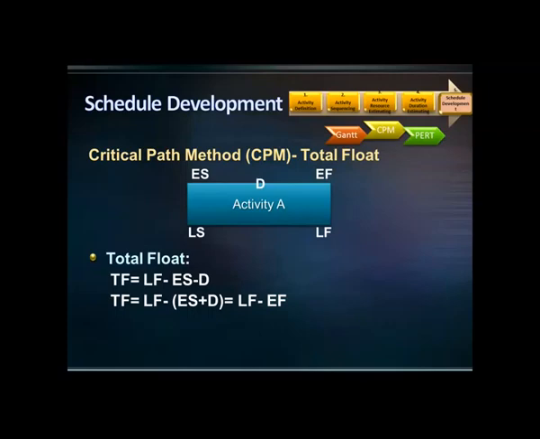Can you extract any other formula for total float? Yes, you can. What is late finish minus duration? Right, it is late start. So another formula for total float is late start minus early start.